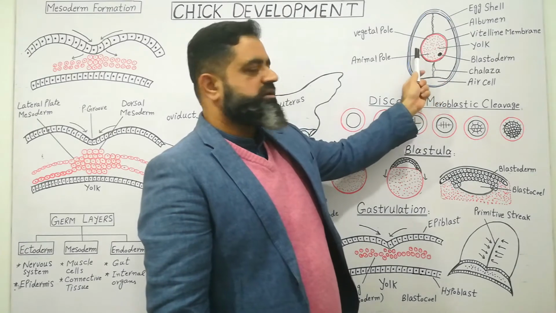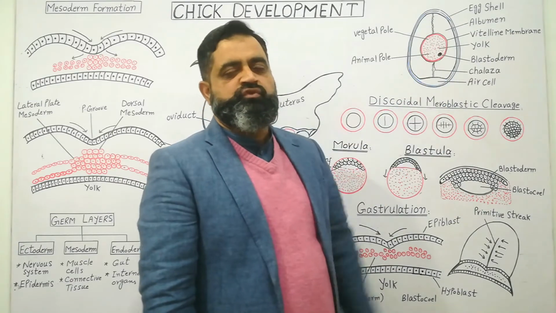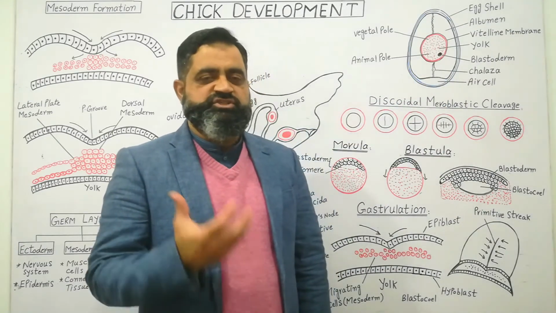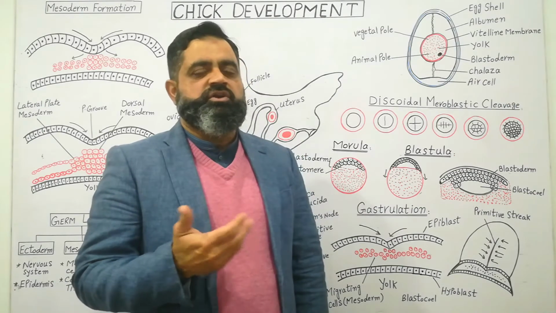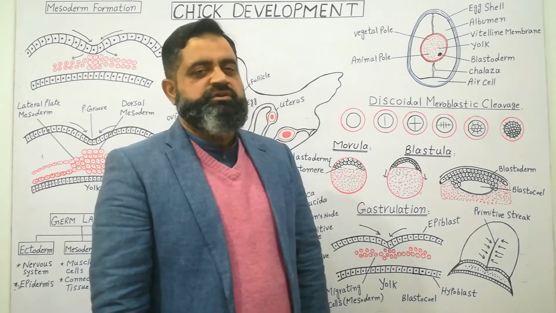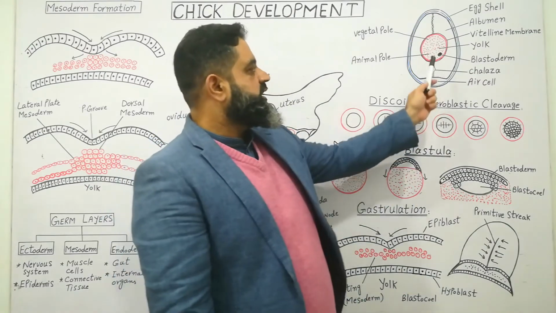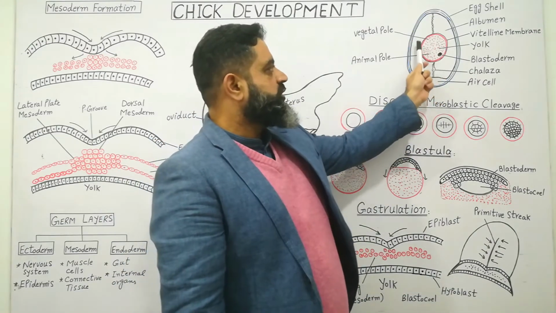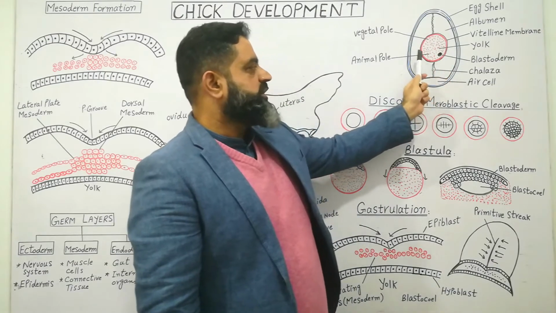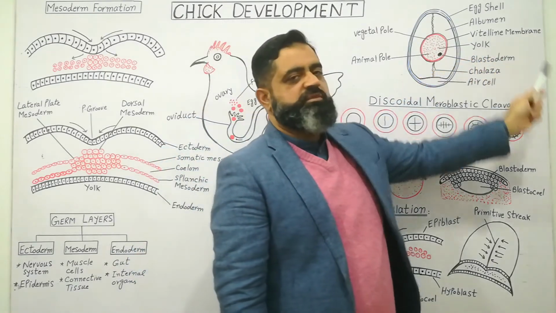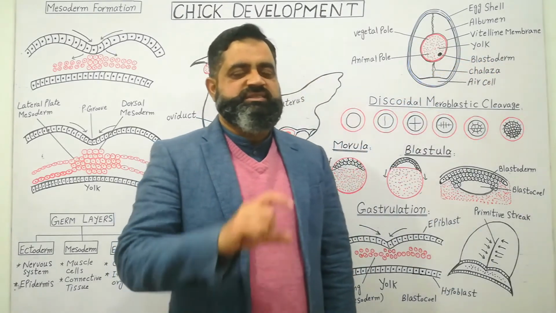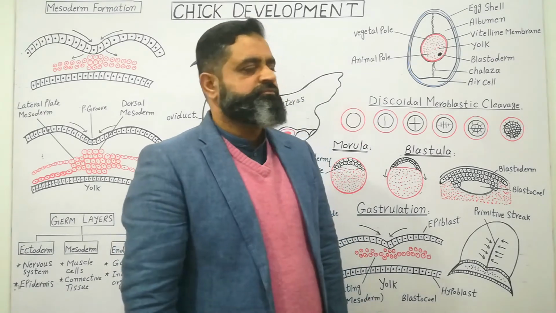In the center, as you can see in the red color, there is stored food for the developing embryo, which is known as yolk, which contains lipids, cholesterol and some other nutrition which is provided to the embryo during the process of development. There is a thin layer of membrane present around the yolk. This membrane is known as the vitelline membrane, which protects the embryo and the yolk.